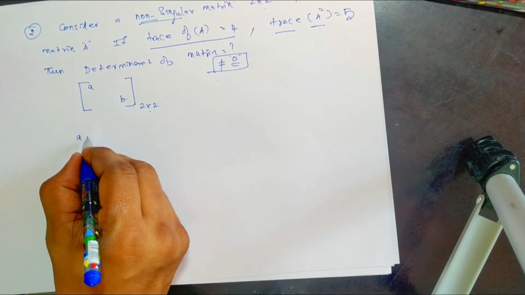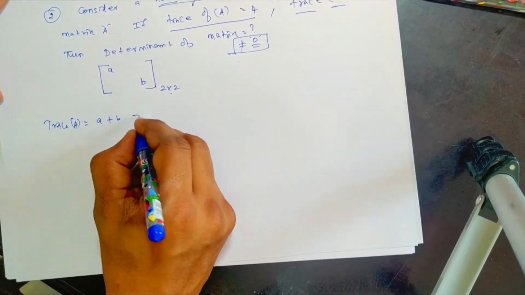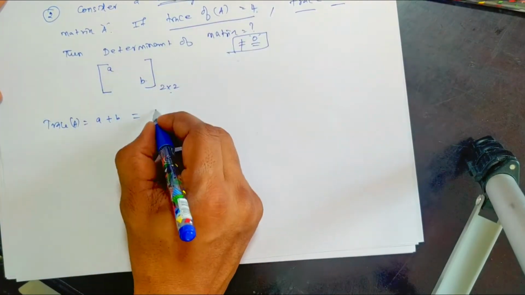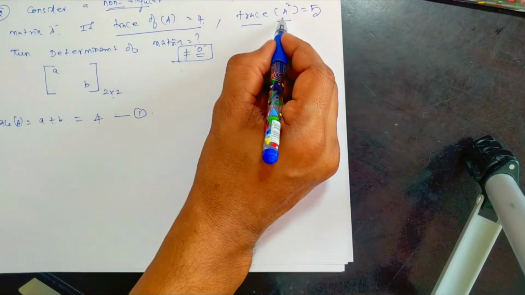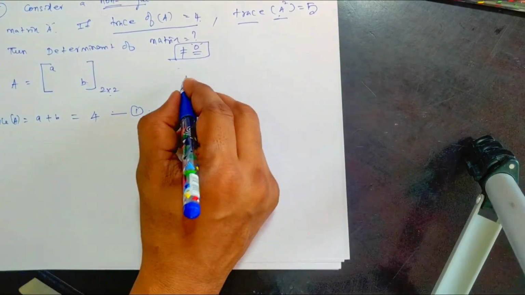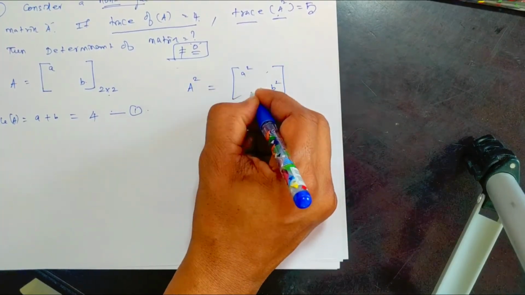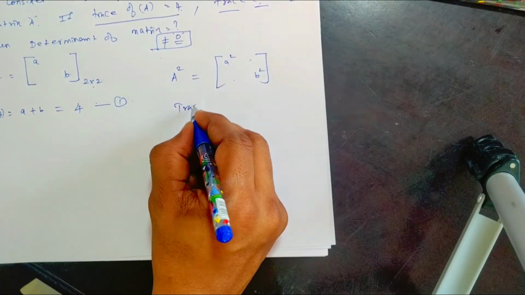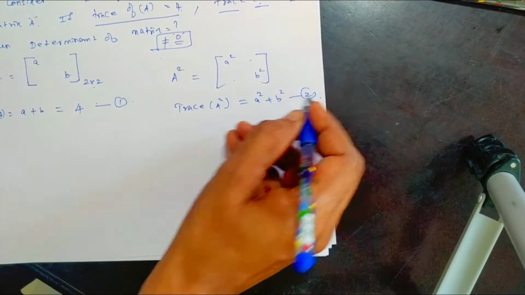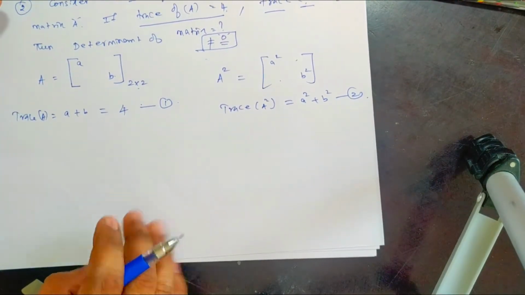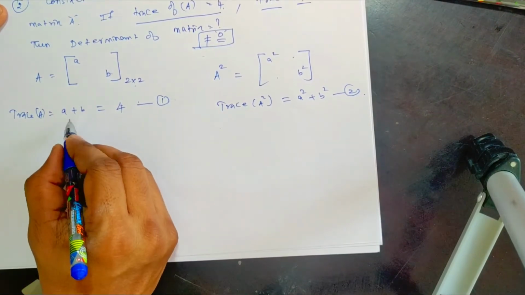So A plus B, which is the trace of A, will be 4 here. This is the first equation. And for the trace of A squared, this matrix is A, then A squared is A squared and B squared. We do not want any other information. So the trace of A squared will be A squared plus B squared. This is equation number 2. Got it? Now with the help of these two, we can directly find the A and B values.